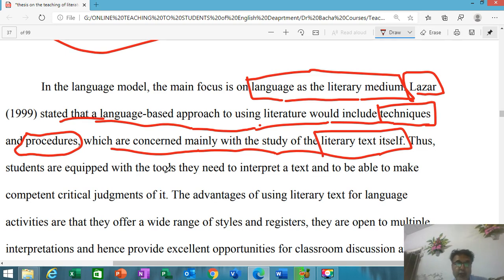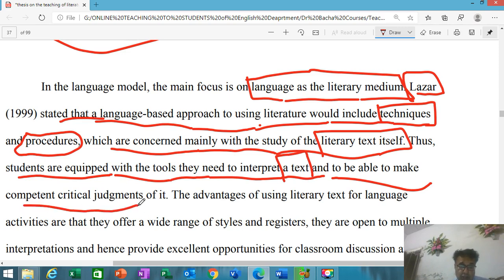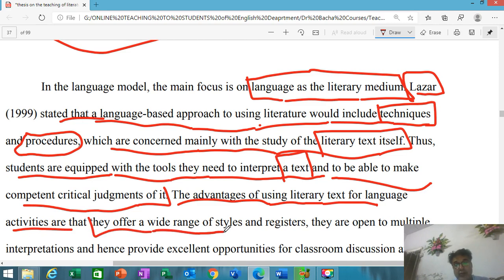Thus, we can say that students are equipped with the tools they need to interpret a text and to make competent critical judgments of it. Different sentences are analyzed, and different tools can be applied to that particular text in order to explain it. The advantages of using literary text for language activities are that they offer a wide range of styles and register.